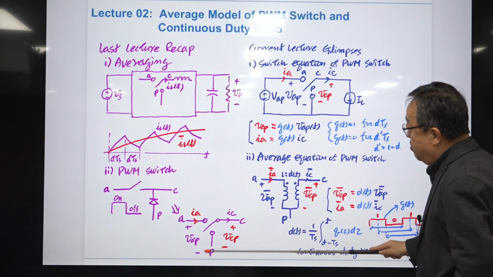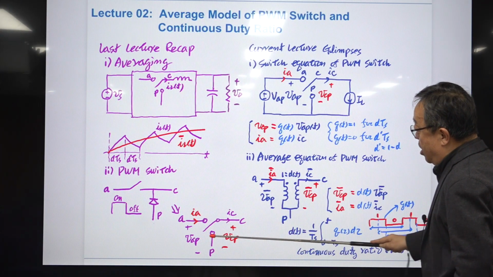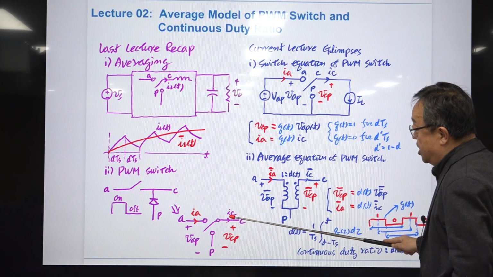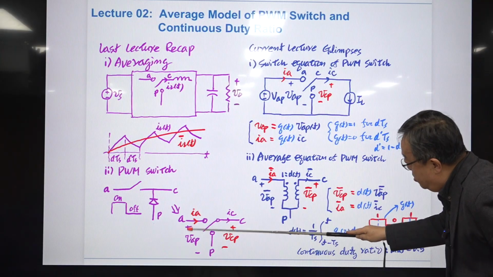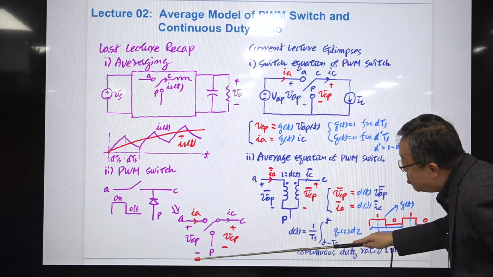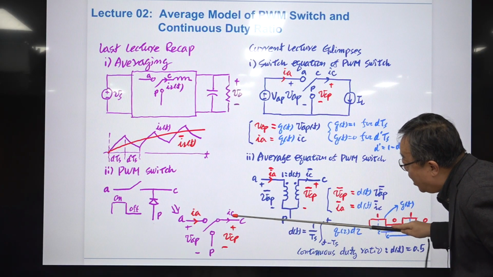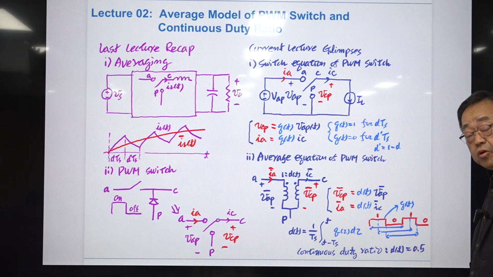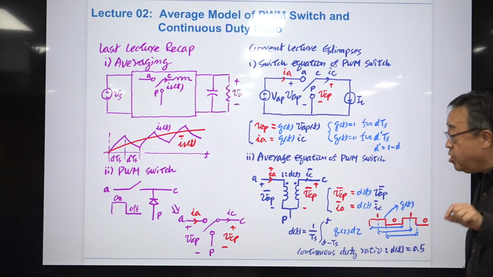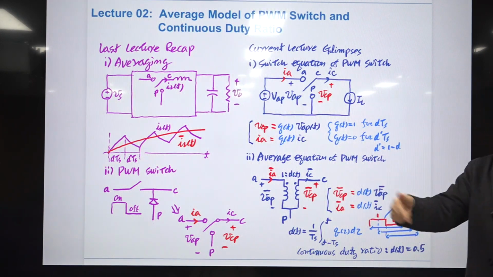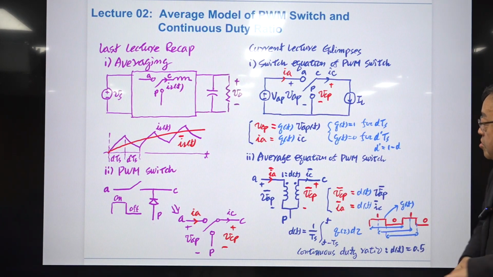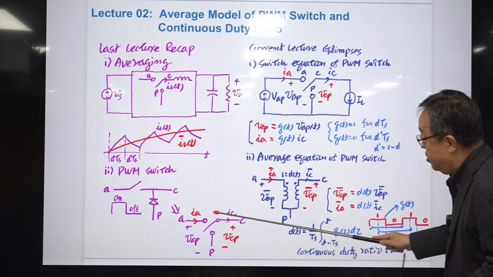So we have A, P, C terminals, and the VAP and the IC are here. And they are continuous variables. So I'll explain that later. This is a continuous variable, and this IC is a continuous variable. It must be a continuous variable because C is connected to the inductor. So the inductor current should be continuous all the time.